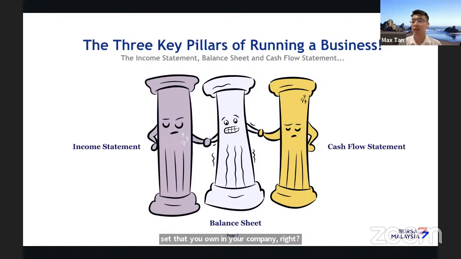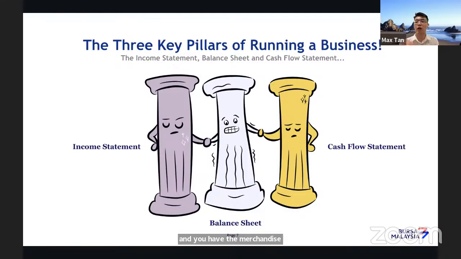For simplicity's sake. Then one of the most neglected, yet most important statements that I would like to highlight is the cash flow statement. We mentioned a coffee shop: you have a lot of ways of generating revenue. You sell coffee, you sell food, and you have merchandise.